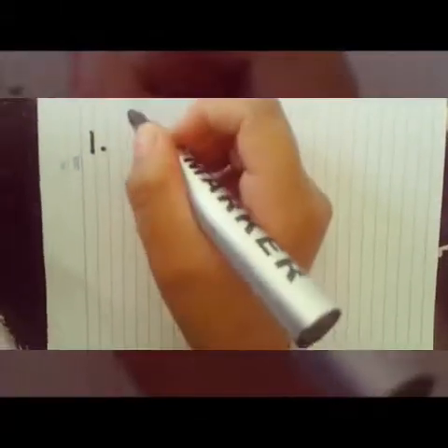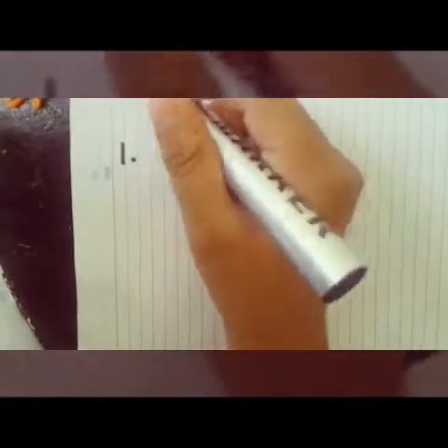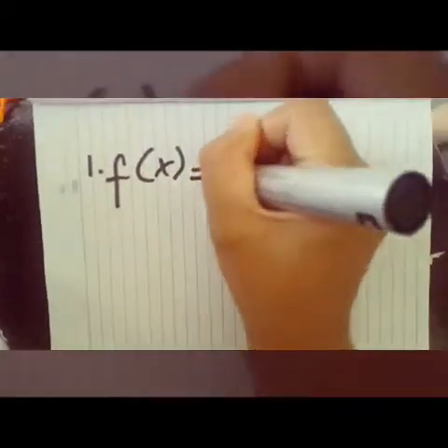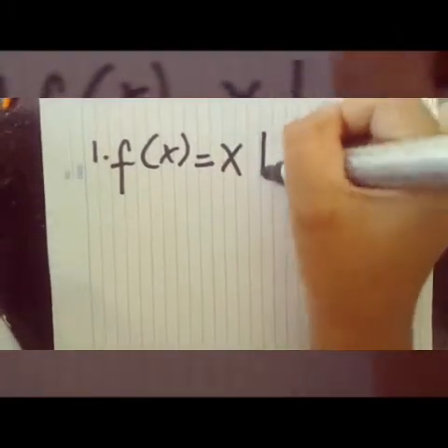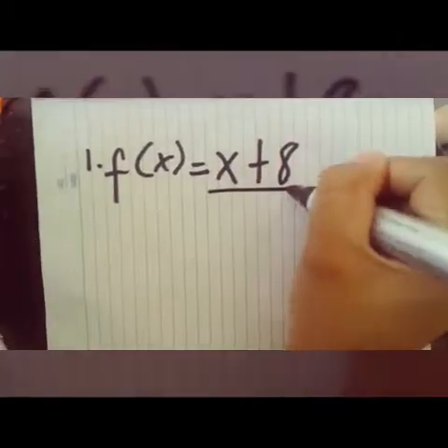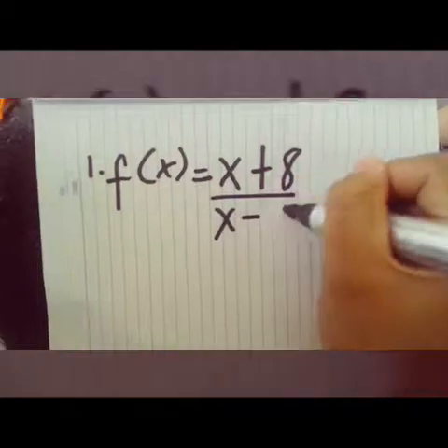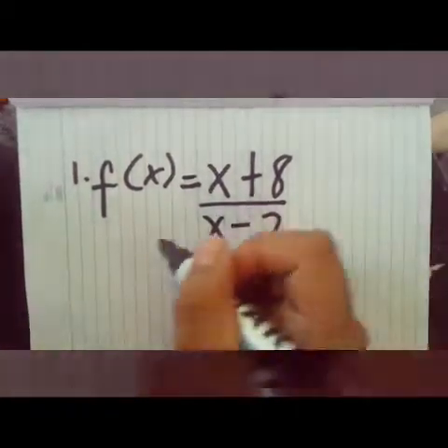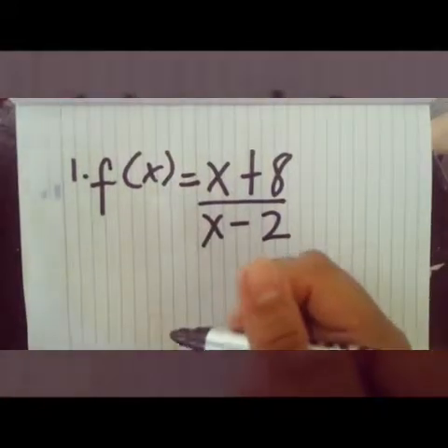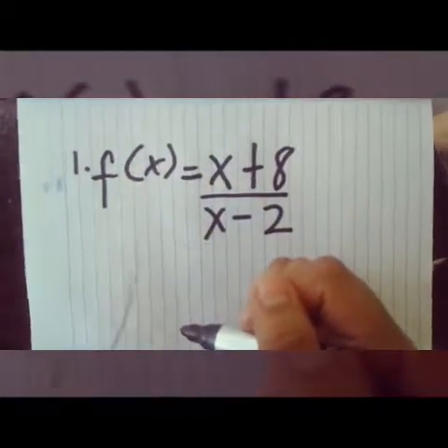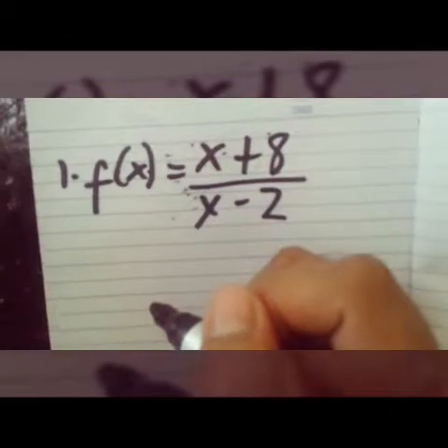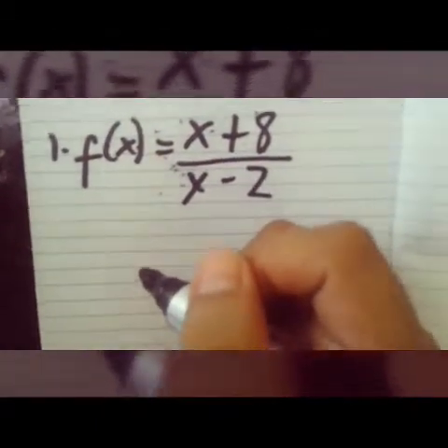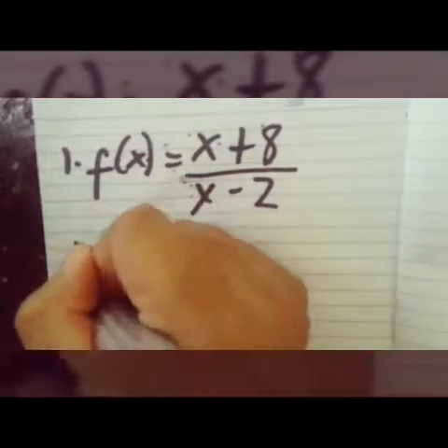Here is my number 1 example. f of x equals x plus 8 all over x minus 2. This is the given. We solve for the y-intercept. For the y-intercept, we apply the first rule. Substitute 0 for x.